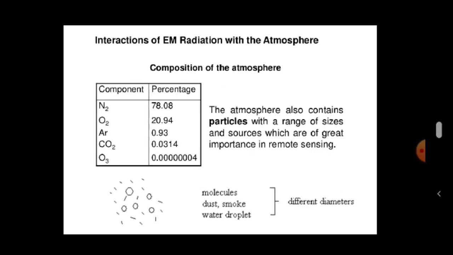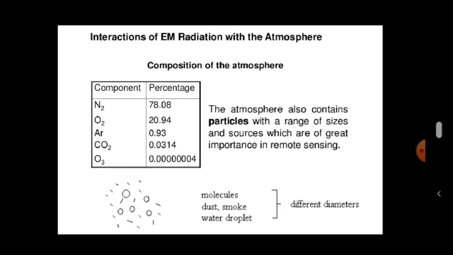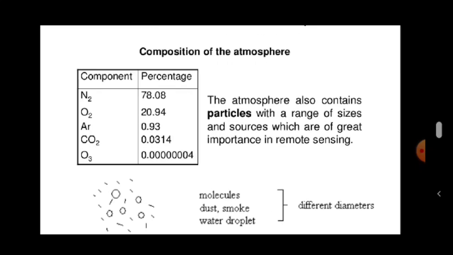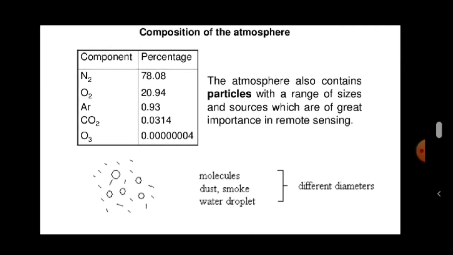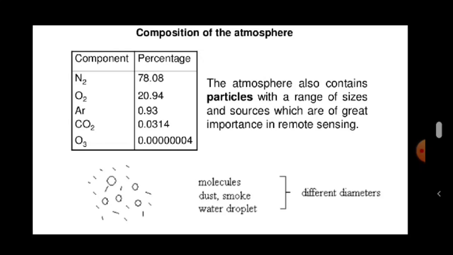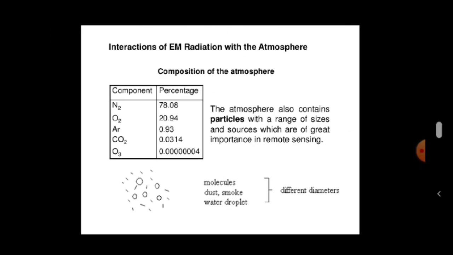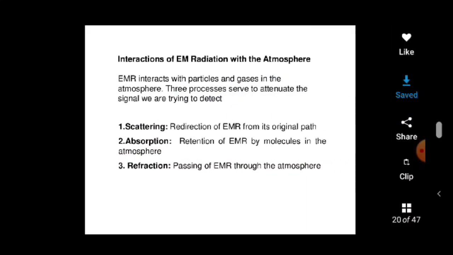These are the composition of the atmosphere. All these particles interact with electromagnetic radiation, and after that we come to the interactions between particles and electromagnetic radiation. We will discuss those things in the next video.